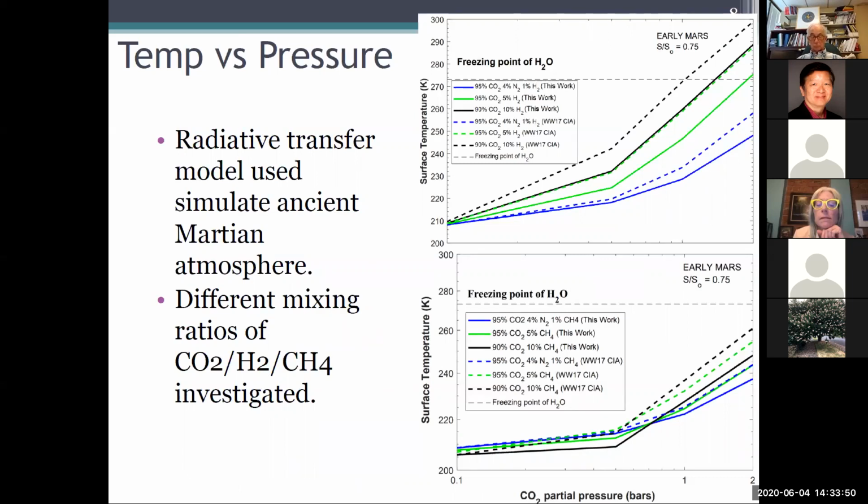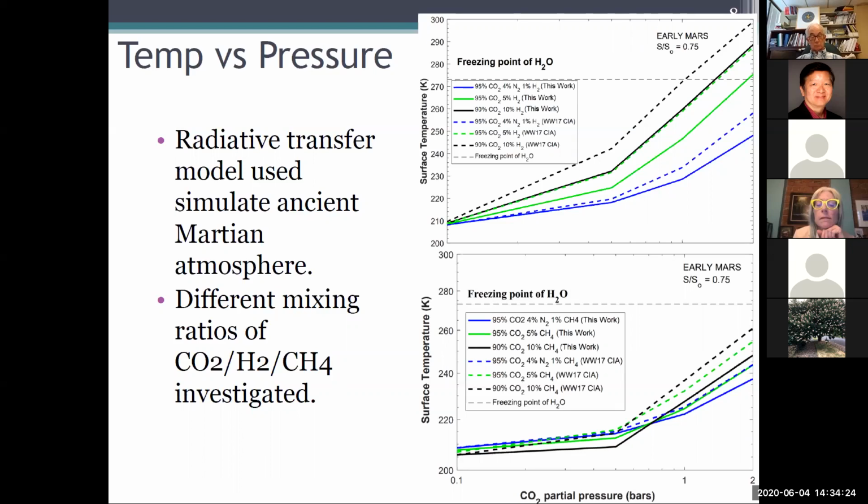So his code is a single column cloud-free radiative climate model. And what he did, he simulates a few things for us. This first one here is surface temperature as a function of pressure, so your total atmospheric pressure. And then he's looking at different mixing ratios of gases within there. So the key thing to see is, if you look at the graph, dotted lines are Wordsworth's original prediction, and solid lines are using our new CIA values, which are half as strong.